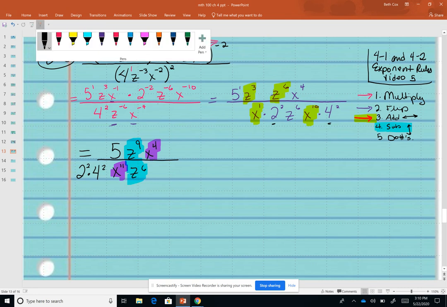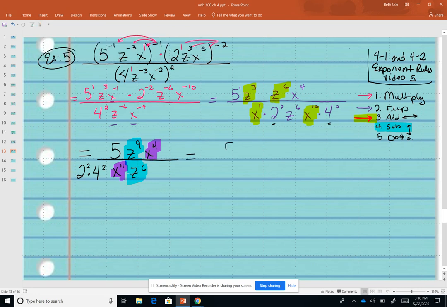So let's try this again. So now nothing with the 5. Alright, so now subtract the nothing with the 2. Go ahead and write those down. Okay, so now the z's, when I subtract 9 and 6, I get a 3. So it's going to be z to the third, and it's going to be z to the third on top.